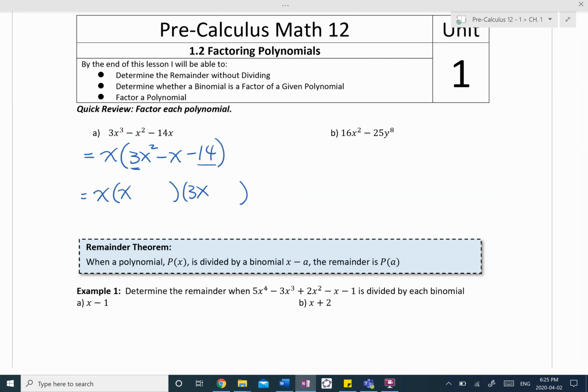Now, this again is just guess and check, so you really need to play around with the numbers and see if it works. I know that when I expand this and combine like terms, the middle terms will simplify to negative x. So if I put a minus sign here, that'll be x times negative 7, which is negative 7x. If I put a plus sign here, that's positive 2 times 3, which is positive 6. Negative 7 plus 6 will be negative 1x, which is what we have here. So this would be the factored form of this polynomial.